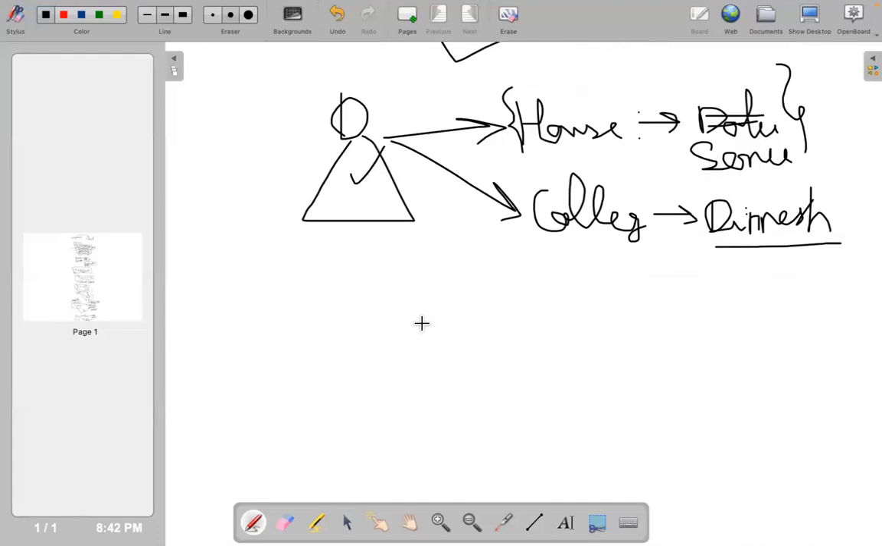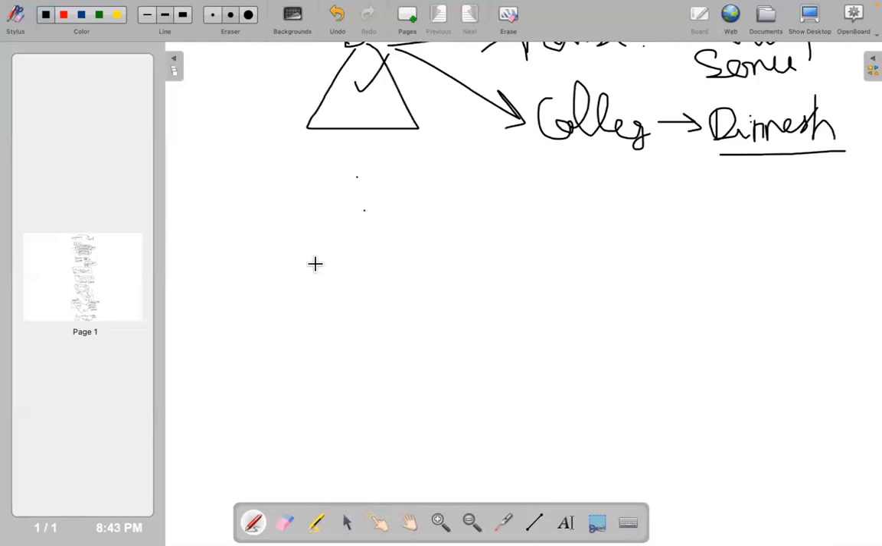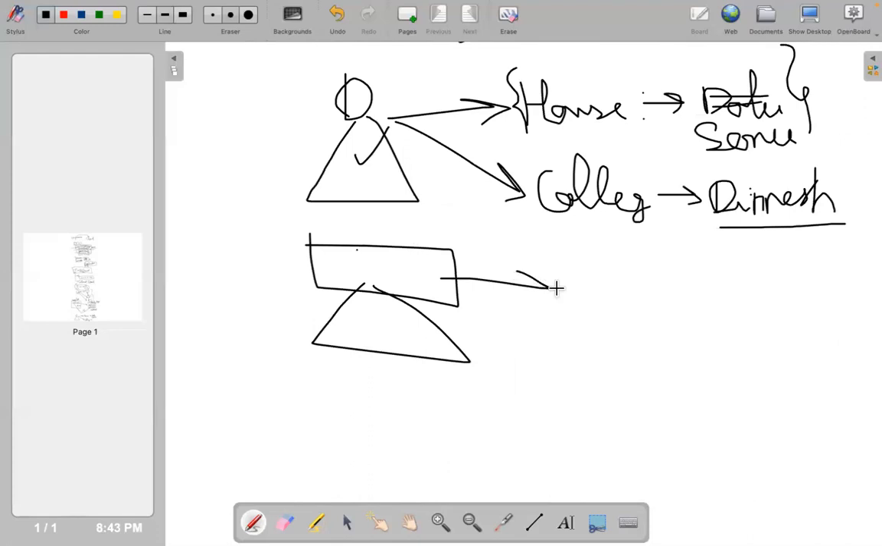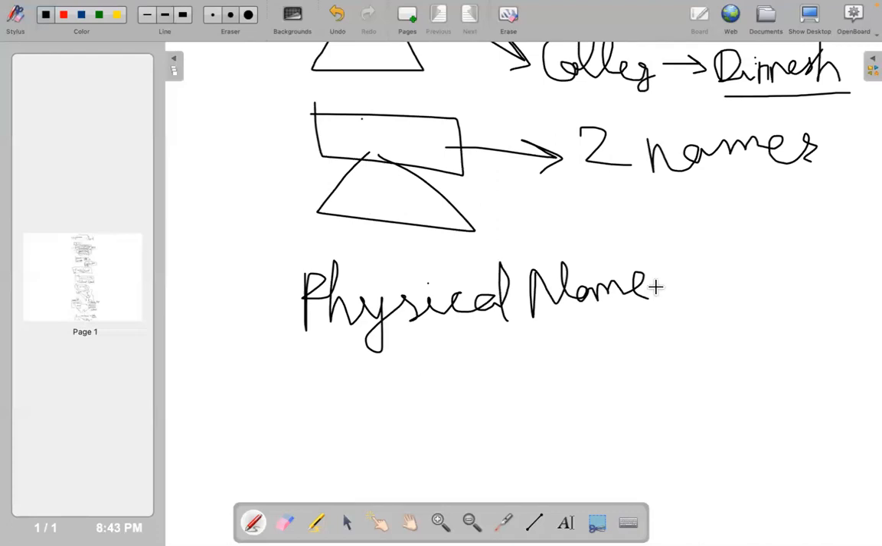In a similar way, this is a laptop. Each system, each laptop, has two names. One name is called the physical name. You can write it now if you have a pen and copy, because I might not share all this. You need to go through the recordings and then you can see it. I will refer to the recording and write notes.